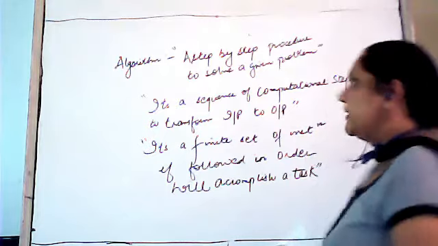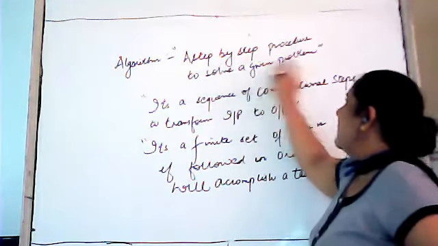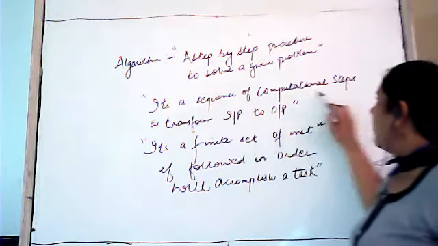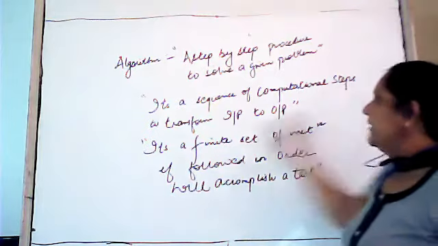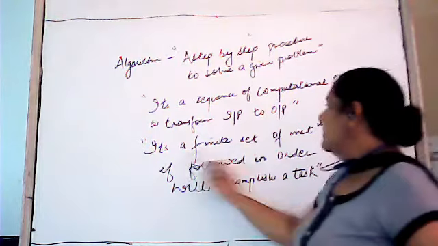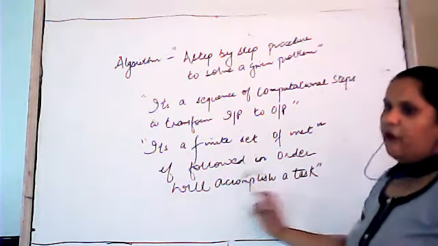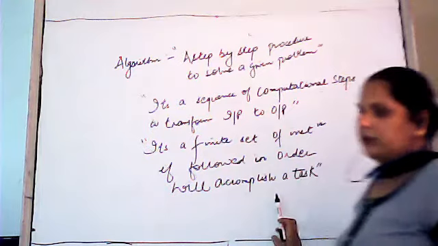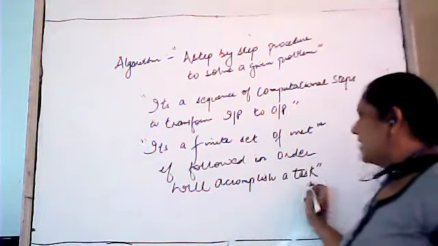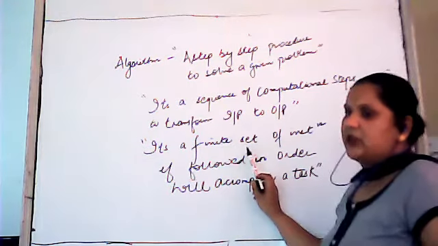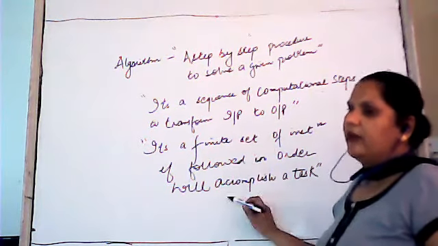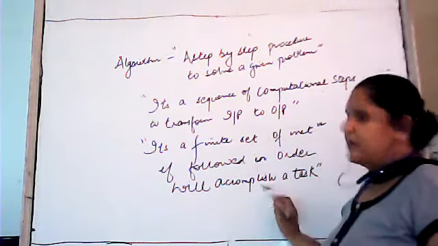So in a nutshell, we can say an algorithm is a step-by-step procedure to solve a given problem. Fine. Or it is a sequence of computational steps that will transform the input to the output, or it is a finite set of instructions, if followed in order, will accomplish a particular task. For example, any problem which is given to you is a task for you. So we have to design the finite set of instructions which, when followed in a particular order, will give us the solution to a given problem. So that is called an algorithm.